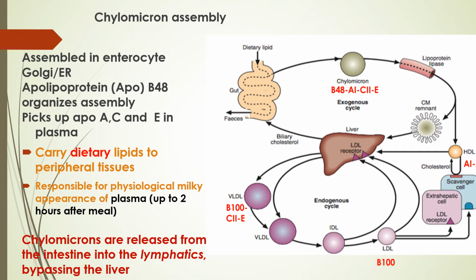Regarding synthesis of chylomicrons and their assembly, chylomicrons are assembled in the small intestine, in the Golgi and the endoplasmic reticulum of enterocytes, where the B48 apoprotein is added. Chylomicrons transport lipids after absorption to peripheral tissues after passing through the lymphatics, and their level is elevated 2 hours after meals.